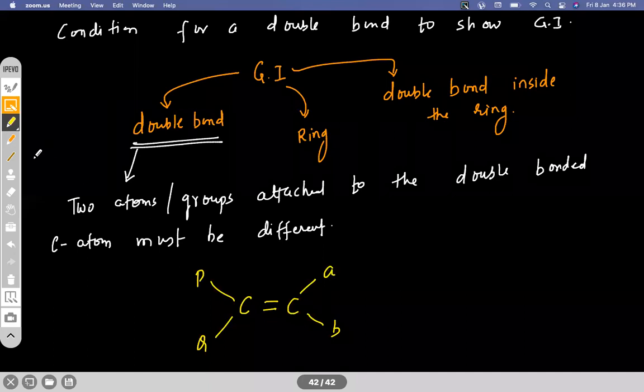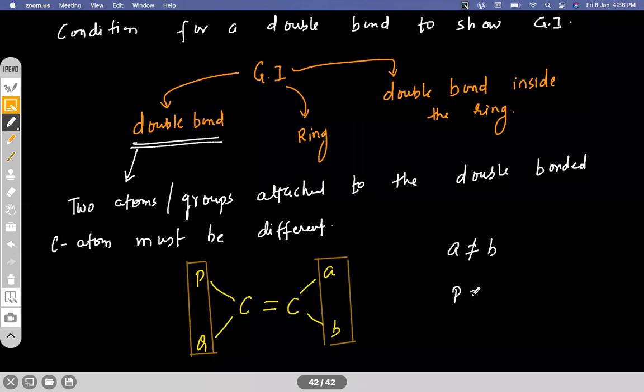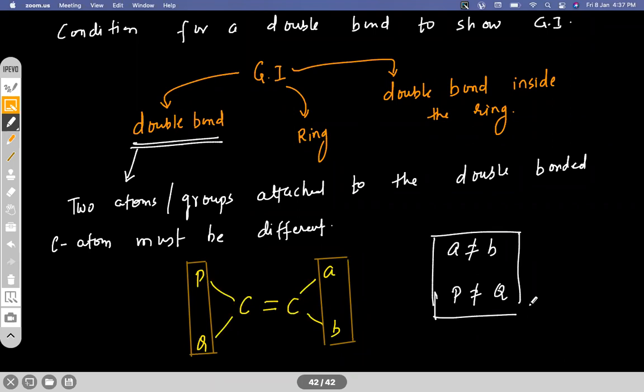So the condition for a double bond is what? This A and B must be different. It cannot be the same atoms or groups. A and B must be different, and P and Q also different here. So the condition for a double bond to show GI is A must not equal B and P must not equal Q. A can be equal to P, B can be equal to Q, but these two must not be equal. Clear? Copy it, all of you.